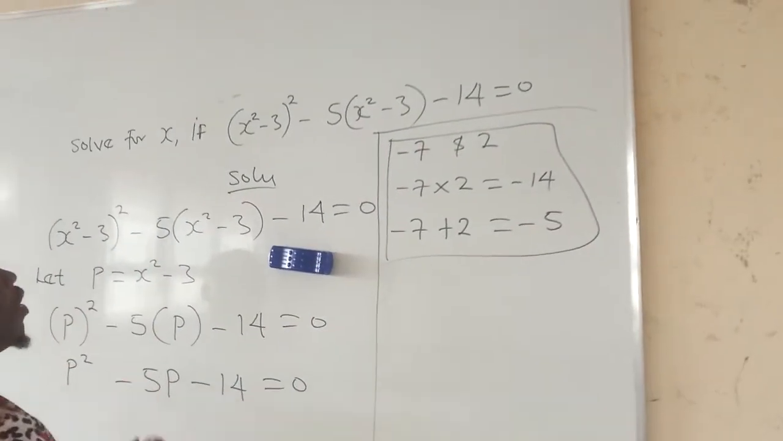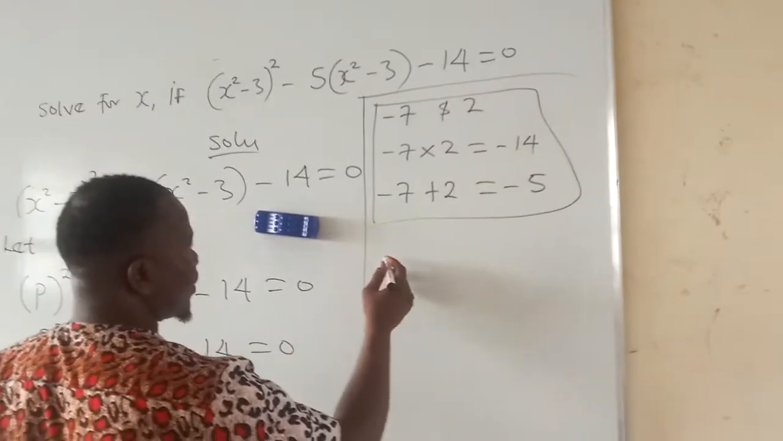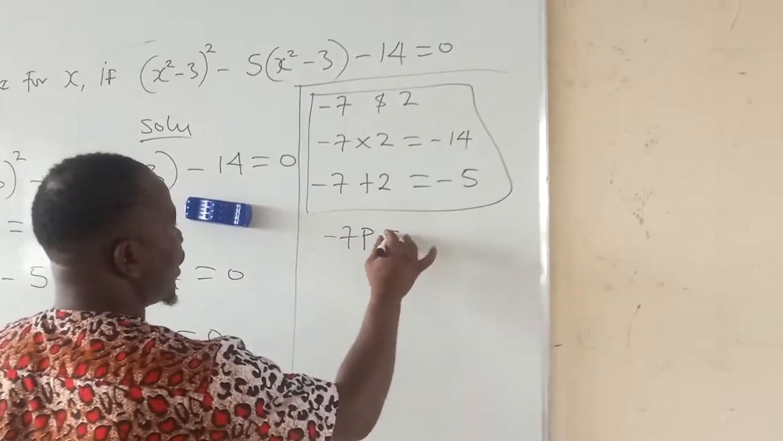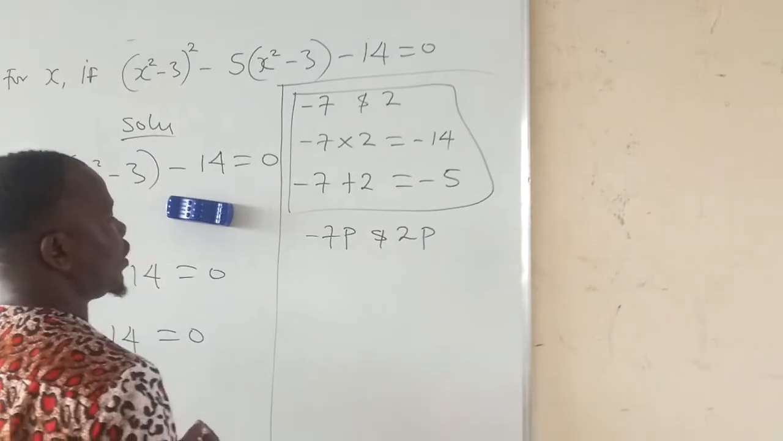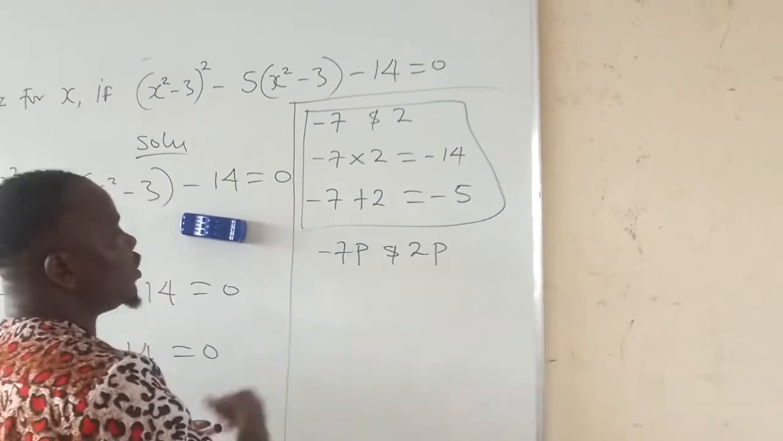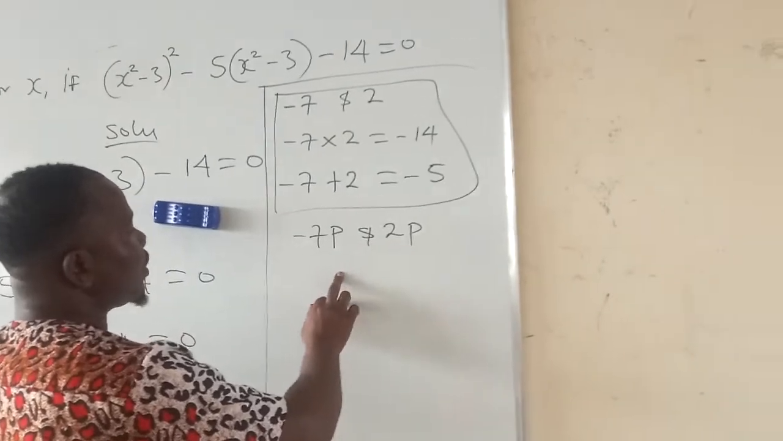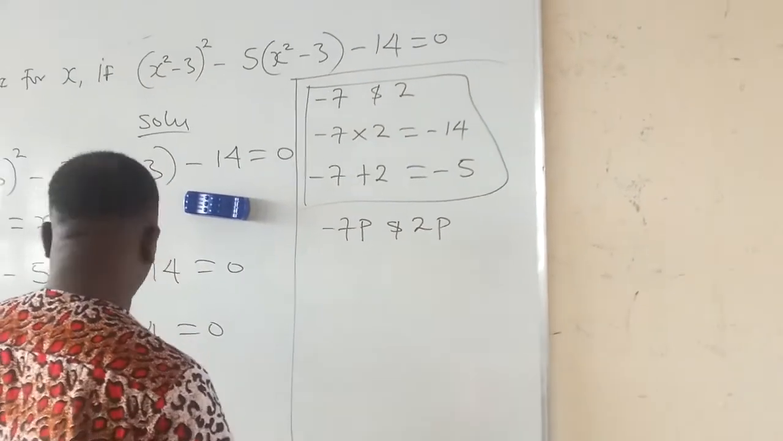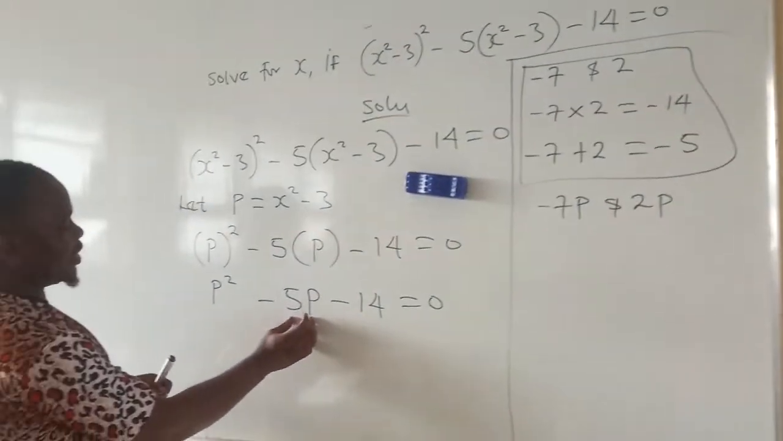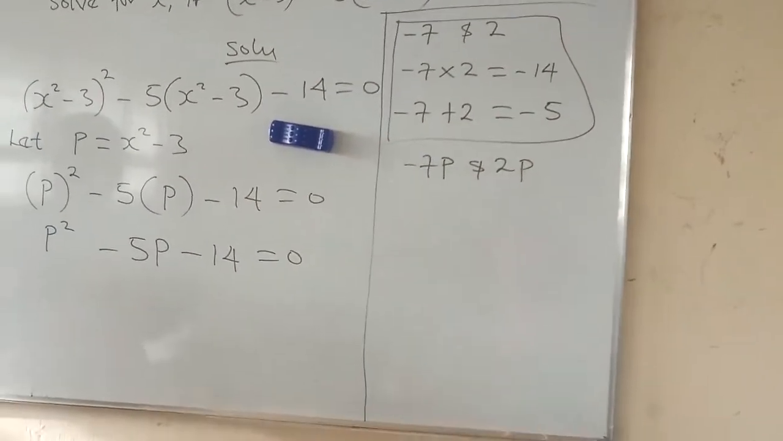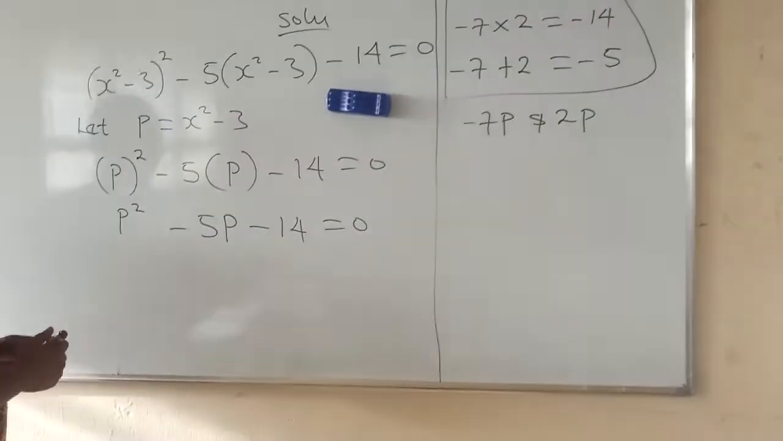Then you now add them. That is what I'm trying to say. It means it will be 7p and 2p. Is that clear? So what you need to do, you add the 7p plus 2p. You come and substitute it here to replace this 5p. Is that clear? So let us do it together.